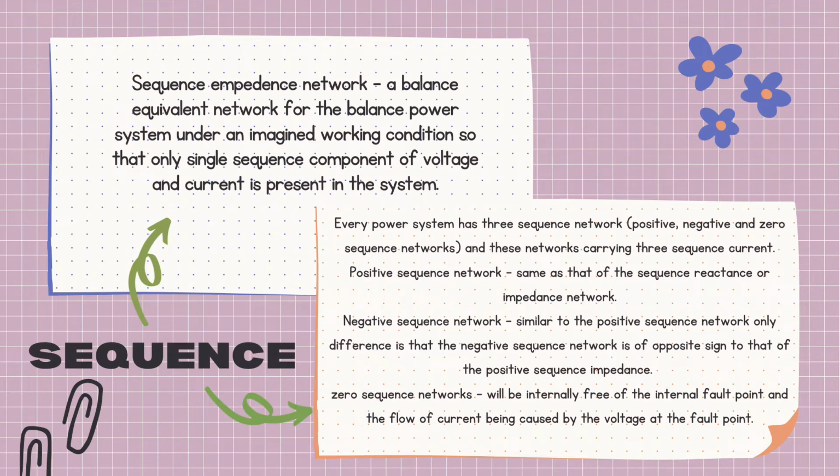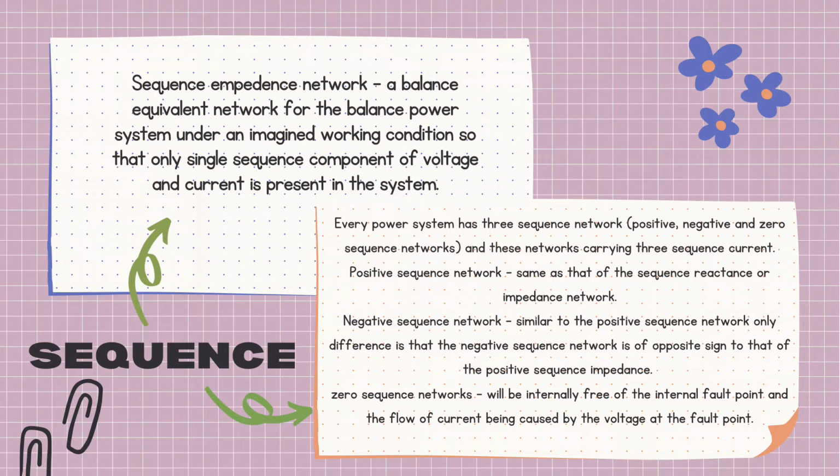The sequence impedance network is defined as a balanced equivalent network for the balanced power system under an imagined working condition so that only a single sequence component of voltage and current is present in the system. Every power system has three sequence networks, which are positive, negative, and zero sequence networks, and these networks carry three sequence currents. The positive sequence network is the same as that of the sequence reactance or impedance network.